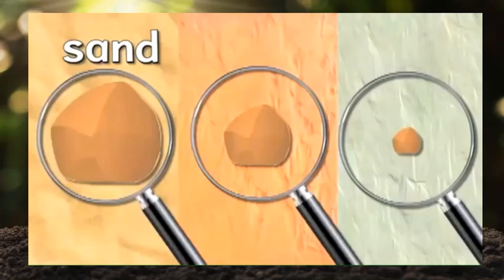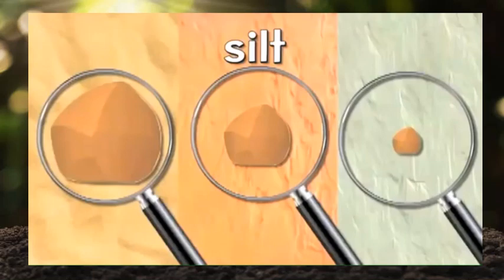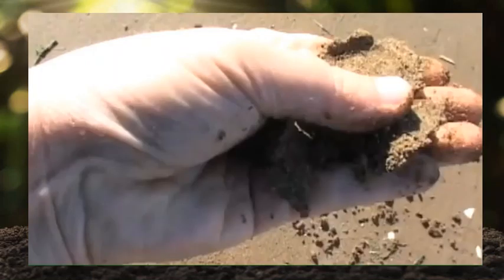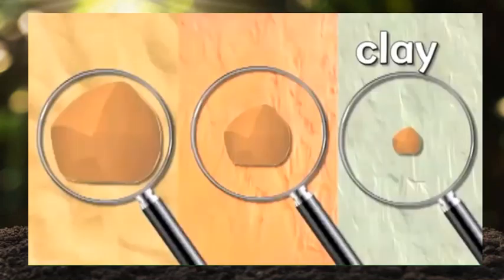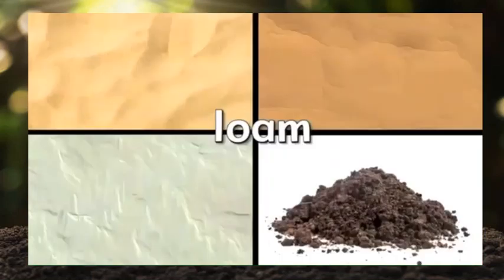Sand has the largest rock particles and feels gritty. Silt has medium-sized particles and feels smooth. Clay has the smallest particles and feels sticky. Loam is a mixture of sand, silt, clay, and humus and is the best soil for growing plants.